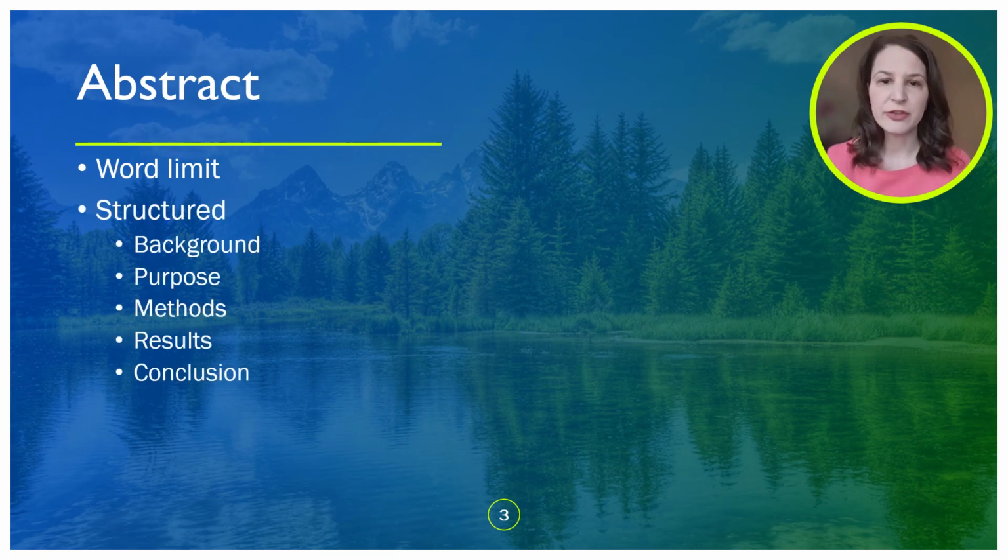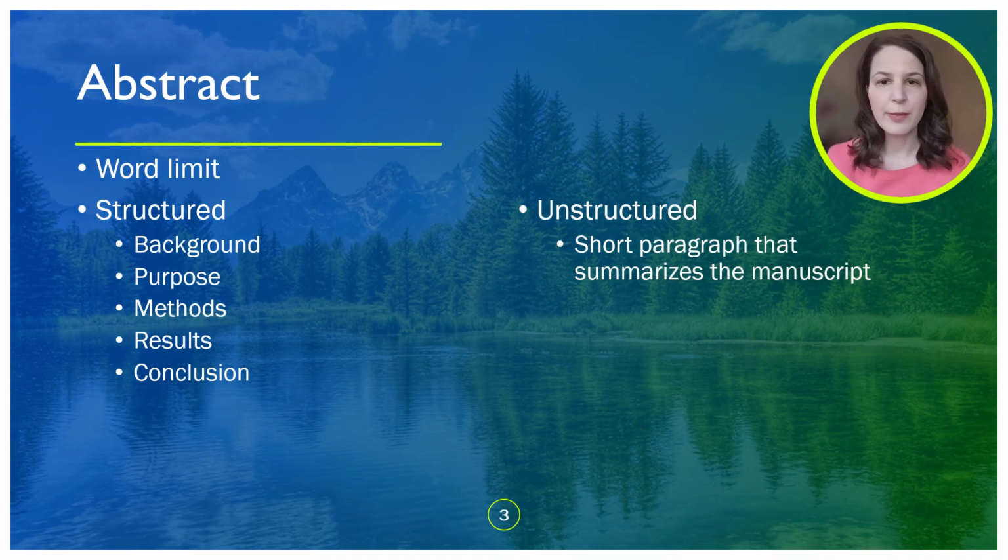A common way journals request abstracts be formatted is through a structured approach, where specific headers are used to organize the abstract. Example headers may be something like background, purpose, methods, results, and conclusion, but again, it depends on the journal and what they require. Another format is an unstructured abstract. In this type of abstract, headers aren't used, but rather the manuscript is summarized using a short paragraph.